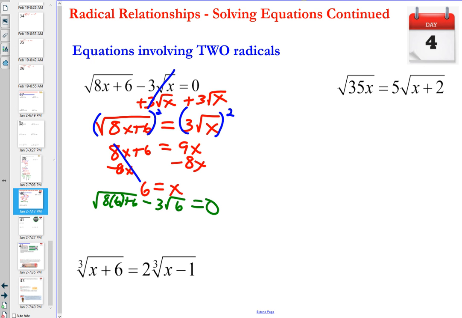If you are working ahead, you should have gotten 6 like I do. But something interesting happens here. I'm going to check for extraneous solutions because it's an even index. Whoa, Mr. Romero, it didn't work out. I know I'm supposed to get 0, but I didn't get 0. So it must be extraneous, right?